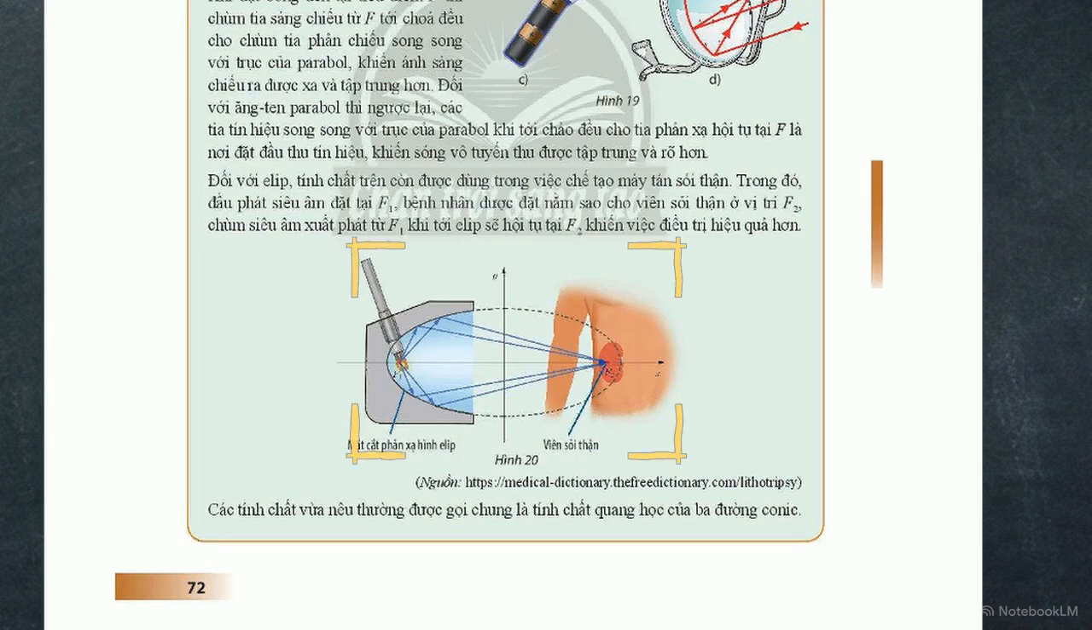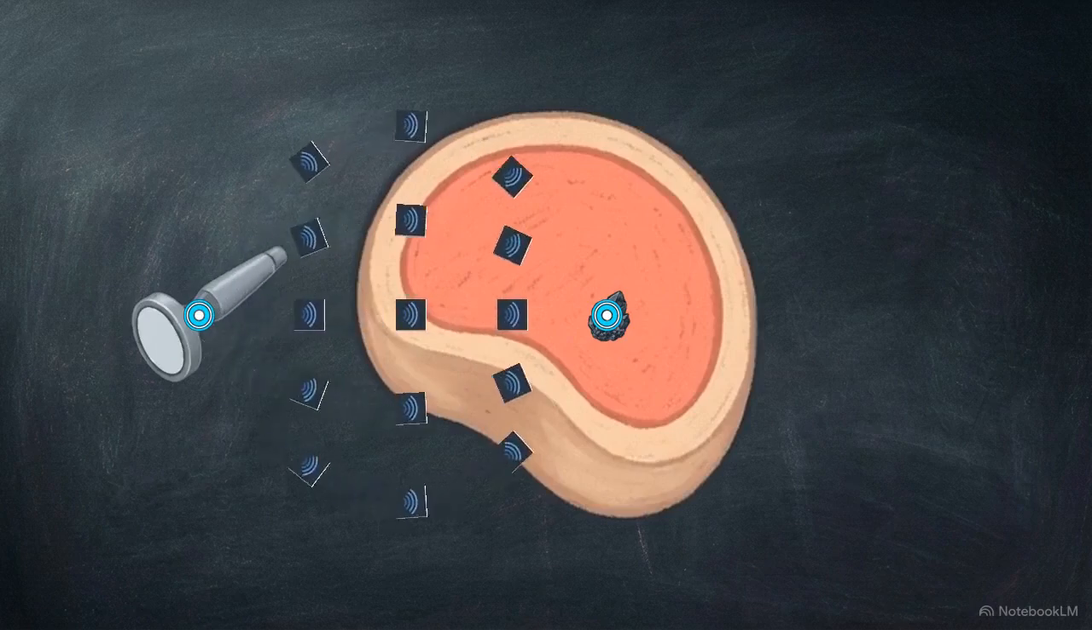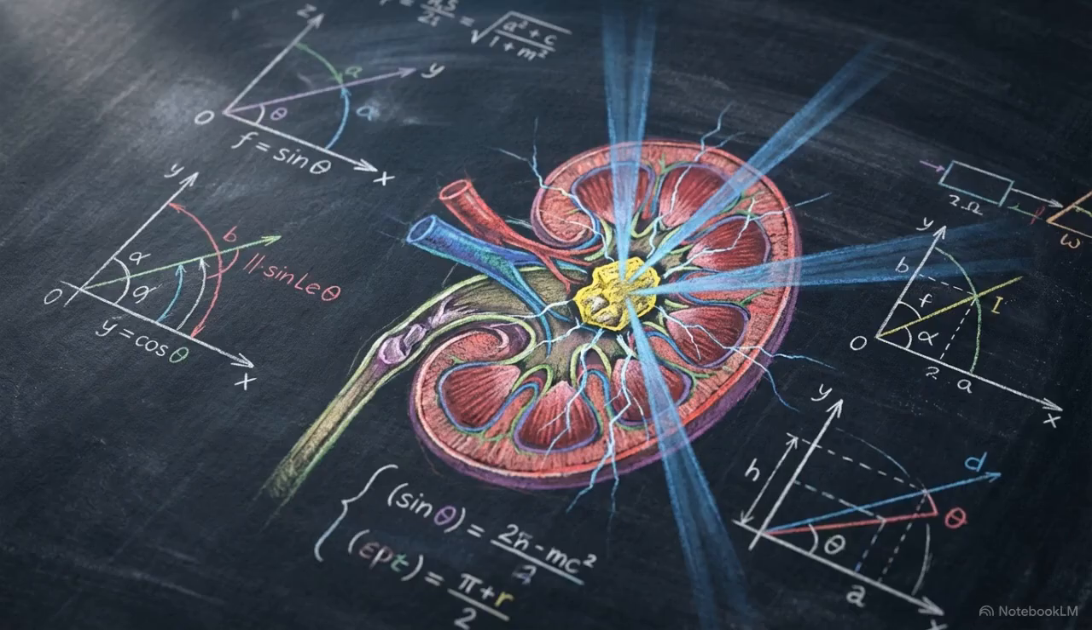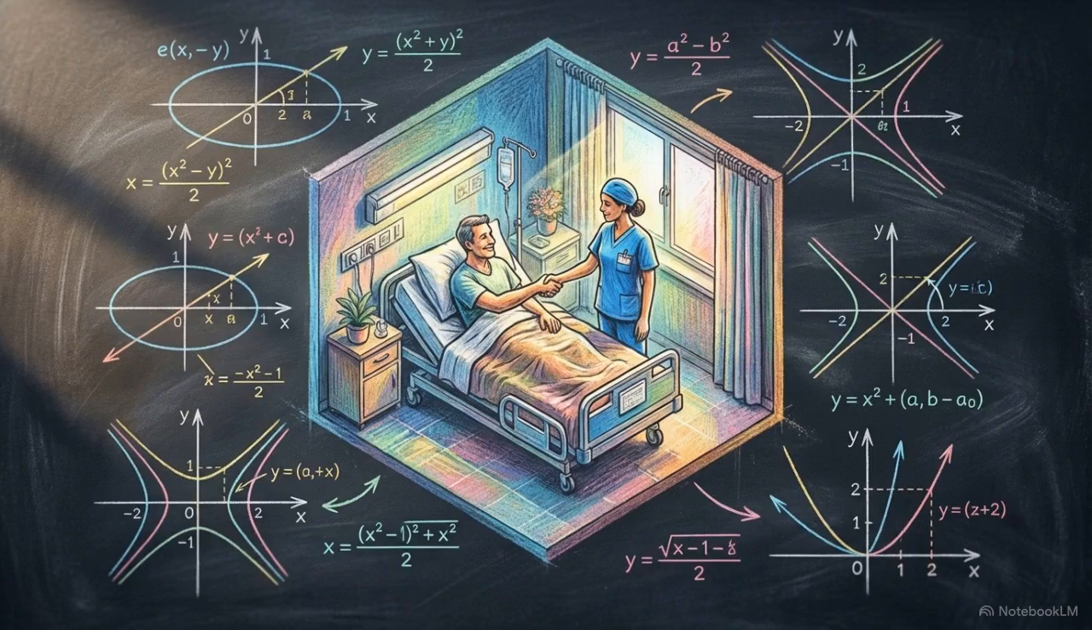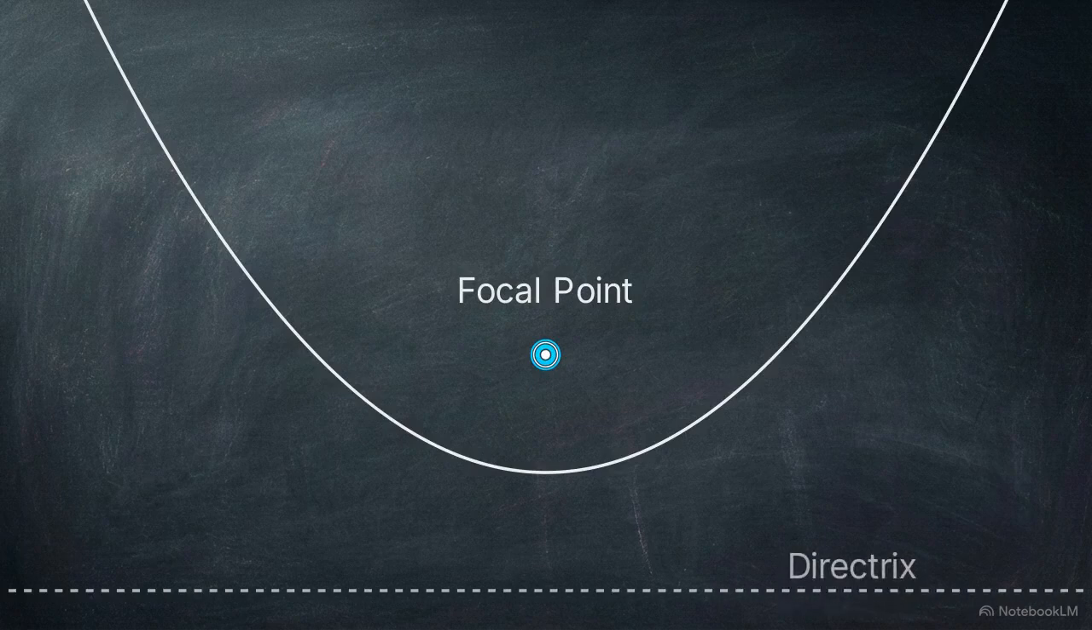An ultrasound generator is placed at one focus and the kidney stone at the other. Because the shape forces every sound wave to converge on that single point, the energy passes harmlessly through the patient's skin and soft tissue, only reaching its full intensity once it hits the stone. In this case, the ellipse provides a mathematical solution for a non-invasive surgery that wouldn't be possible with any other shape.